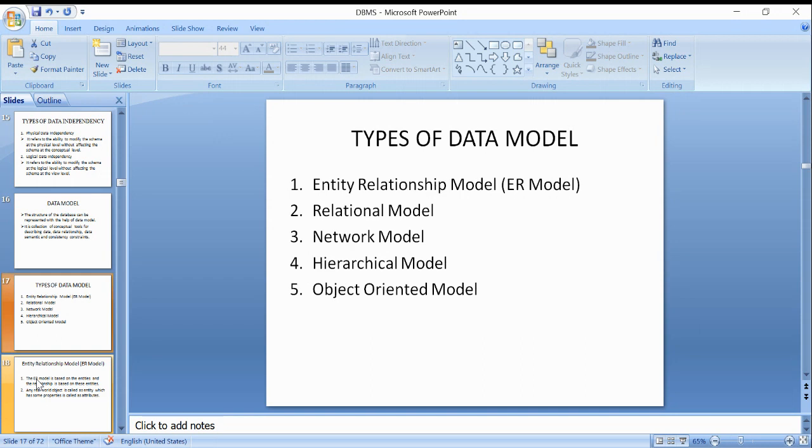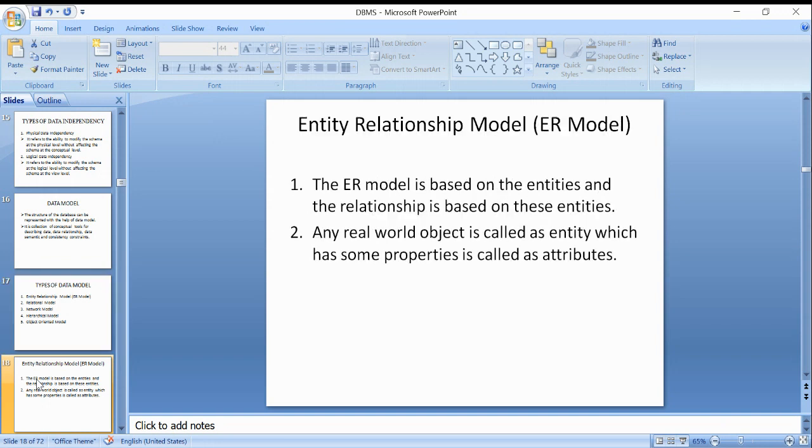Now coming to the types of data model. There are five types of data model. First, entity relationship model, that is known as ER model. Second, relational model. Third, network model. Fourth, hierarchical model. Fifth, object oriented model.